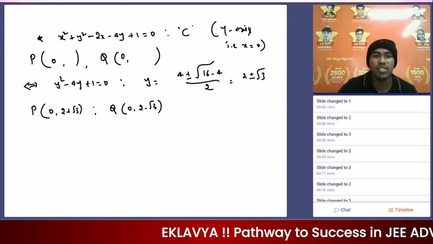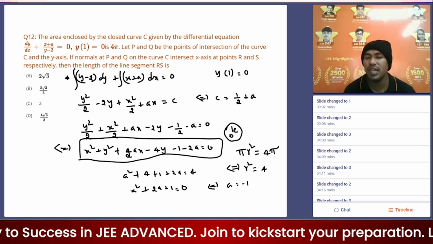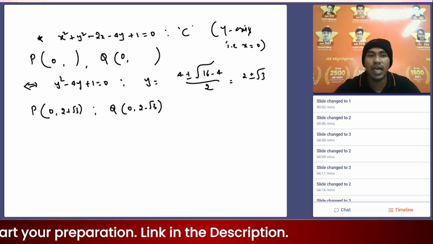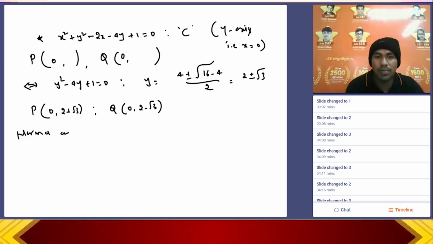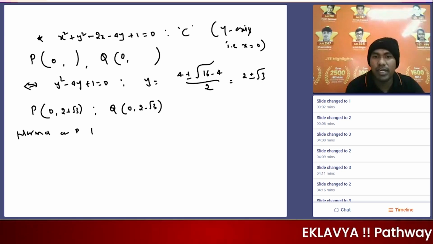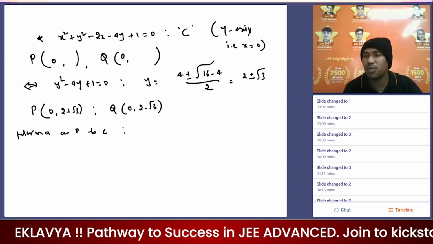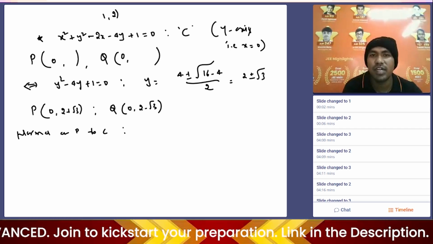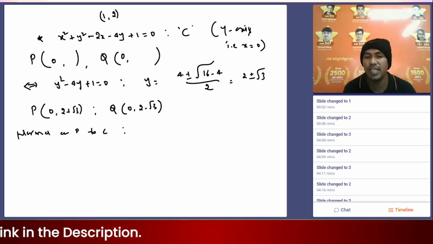And next, what they mentioned? They mentioned the normals at points P and Q on the curve C intersect the x-axis at points R and S. Now we need to take normals. Normal at point P to the curve C. That means the normal always passes through the center of the circle only. What is the center of the circle? Yes, 1 comma 2 is our center of the circle. That means the equation of normal at P is nothing but the line joining P and C only.